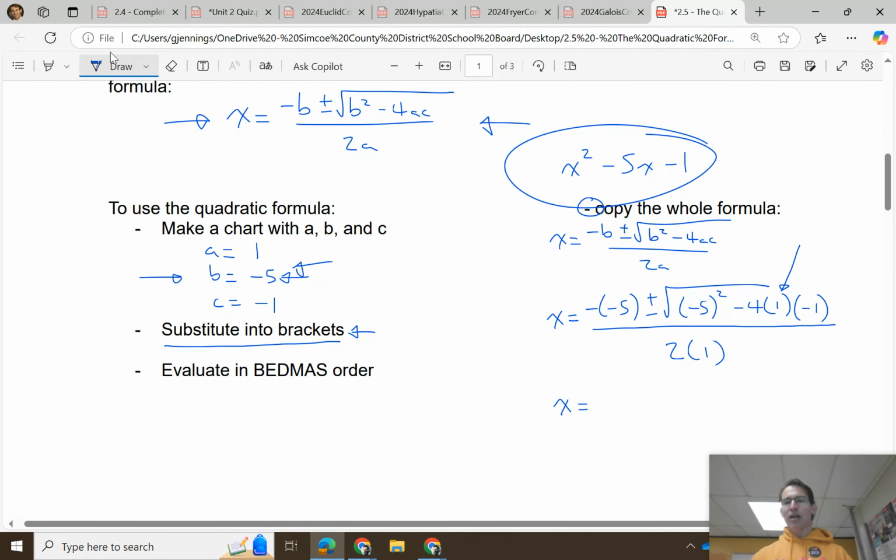Okay, so now I evaluate. Now we evaluate in BEDMAS order. The whole square rooty thing is like a set of brackets. There are invisible brackets that surround everything underneath the square root sign. So you could even draw those for yourself with a pair of square brackets if you like. It would not change it, but it would make it very clear to you that all that needs to be evaluated, and then you take the square root.